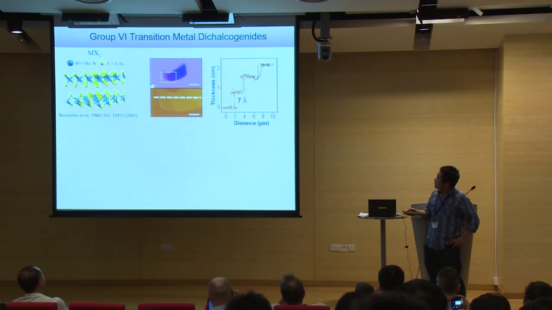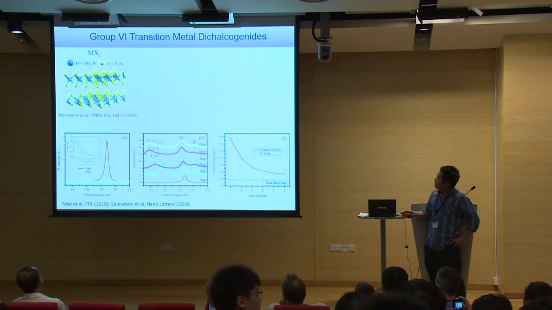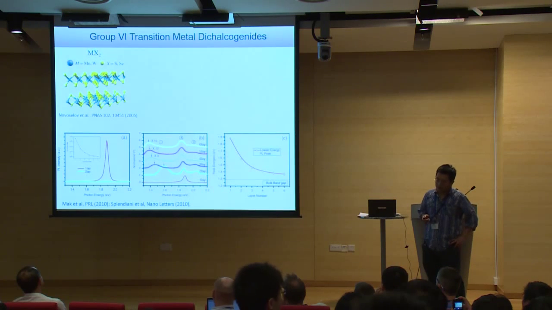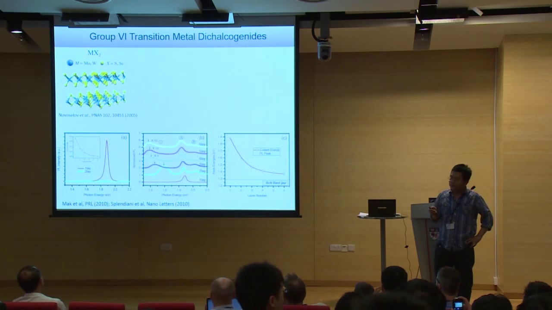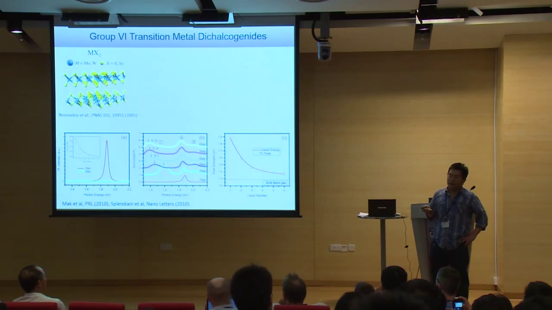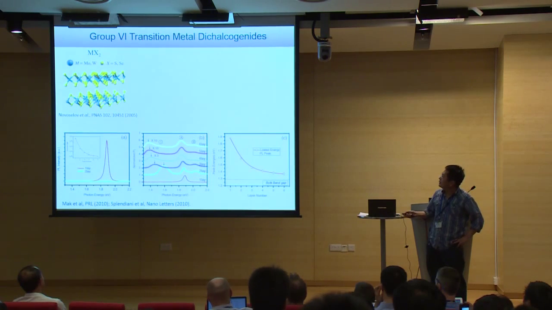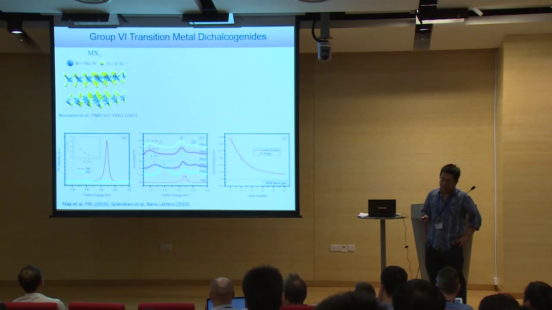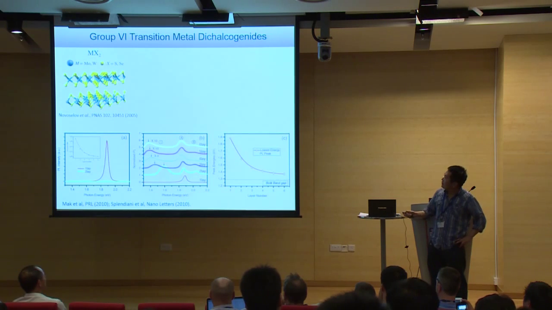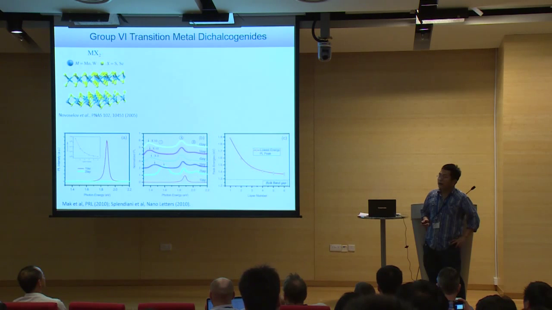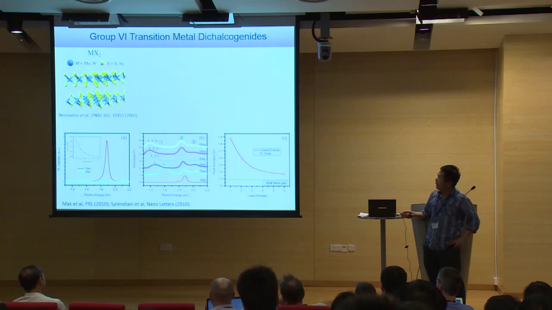The breakthrough happened about 2 years ago. Tony Heinz's group and also another group showed that at the monolayer limit, these transition metal dichalcogenides become direct band gap semiconductors. The bottom left figure is the main experimental evidence. This is a photoluminescence measurement on a single layer and a bilayer MoS2. The experiment shows that for monolayer MoS2, the photoluminescence is about 2 orders of magnitude larger than bilayer.